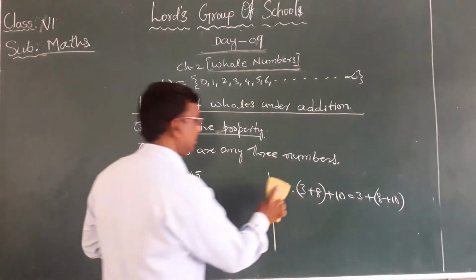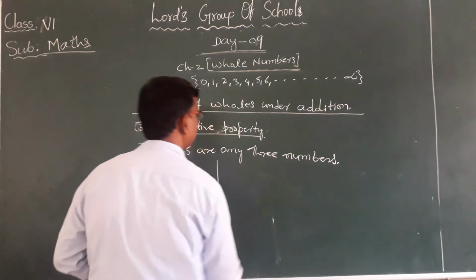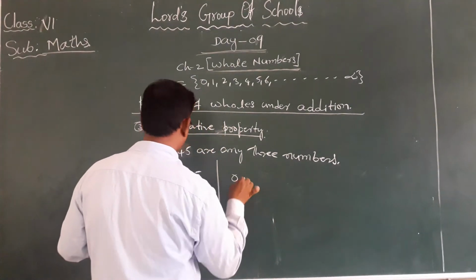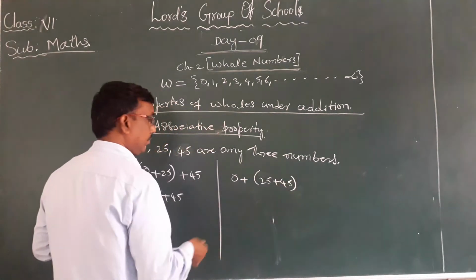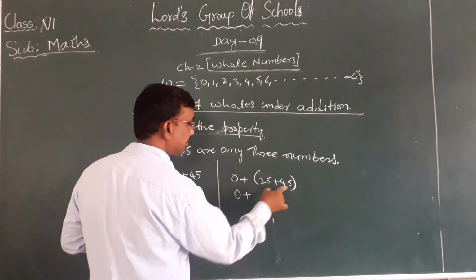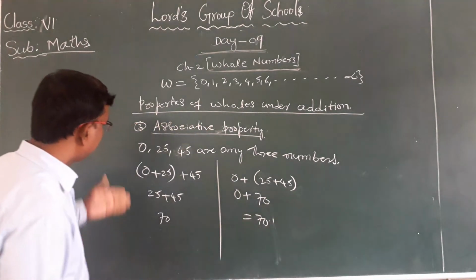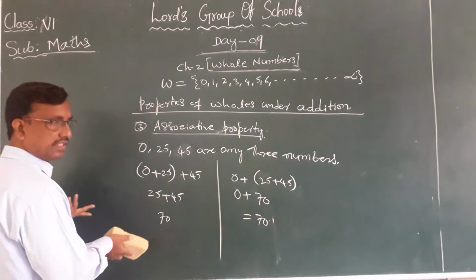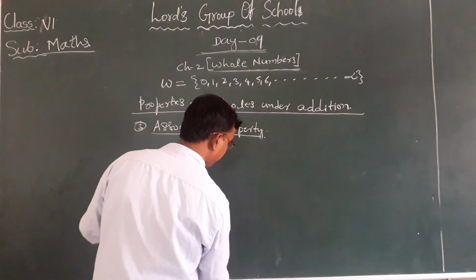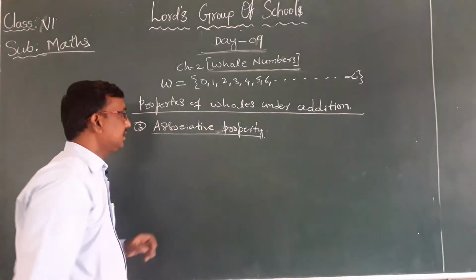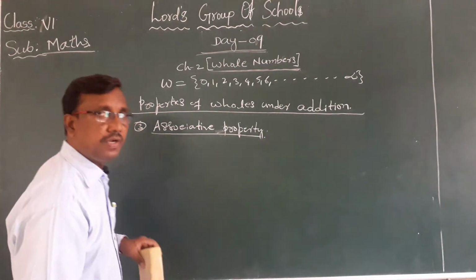Similarly, 0 plus of 25 plus 45. 25 plus 45 is 70. 70 plus 0 is also 70. So in place of 0 we can take one more number, any number we can take. So in this way, what we learn, sum of 3 or more whole numbers can be added in any order to find their sum. This is called associative property under addition.